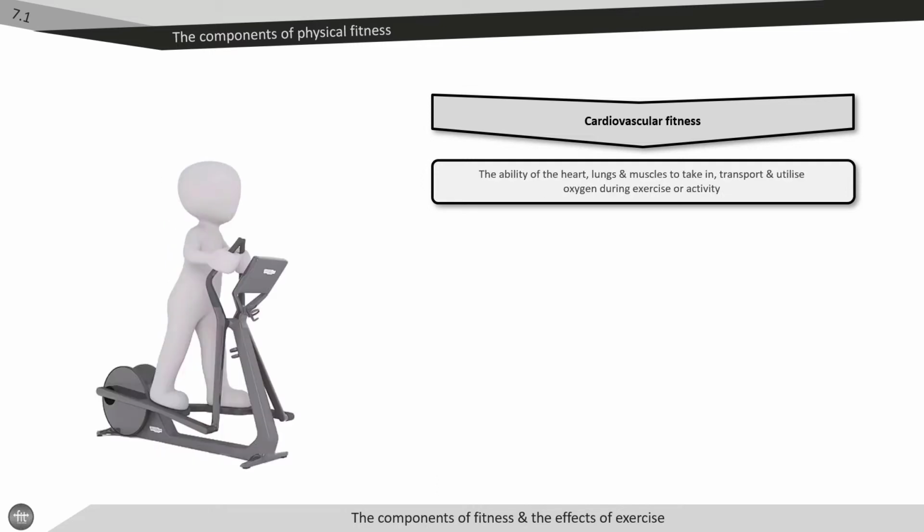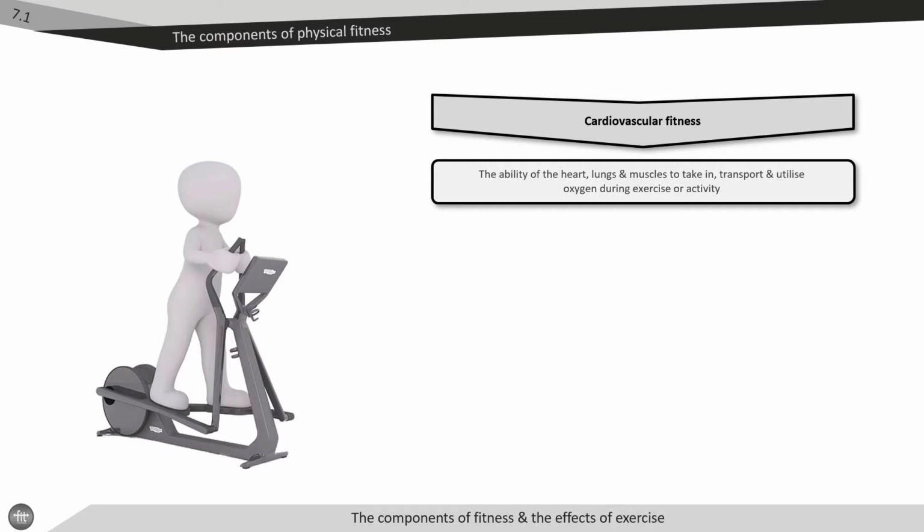The definition of cardiovascular fitness is the ability of the heart, lungs, and muscles to take in, transport, and utilise oxygen during exercise. It is also referred to as the cardiorespiratory, stamina, or aerobic fitness. Cardiovascular activities increase heart rate and breathing rate, with the aim of speeding up blood flow and delivering more oxygen to the body to produce energy aerobically.